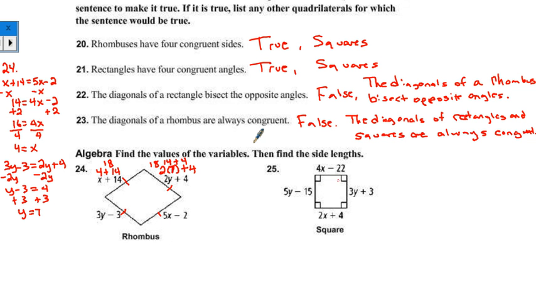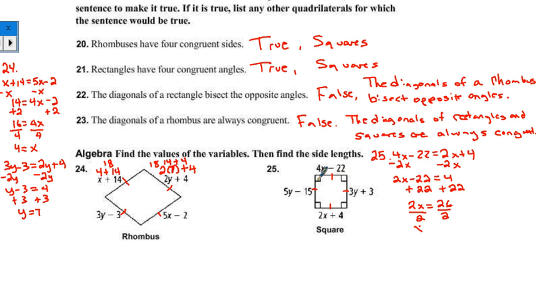These are all squares, same process. Set the opposite ones equal to each other because they have the same variables, but they're all four the same. So the work for 25 would be 4x minus 22 is equal to 2x plus 4. Minus 2x, that'd be 2x minus 22 is equal to 4. Add 22, that'd be 2x is equal to 26. Divide both sides by 2, and x equals 13.